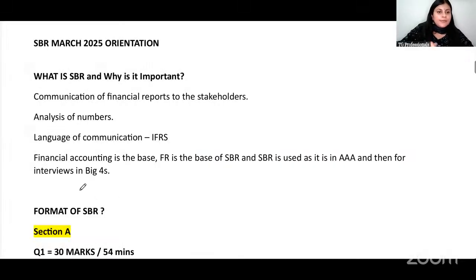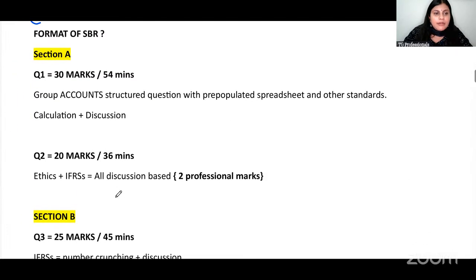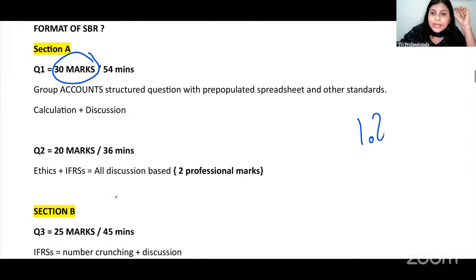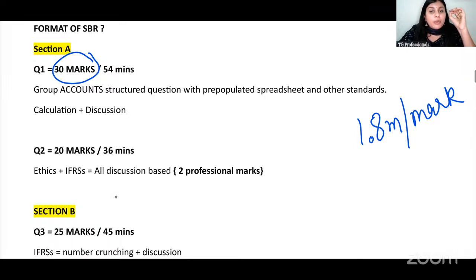So I have discussed with you what is SBR and why it is important. Now, what is the format of SBR? Just have a look at this. There are two sections. Section A, question number 1, worth 30 marks. Now, this is a rule in SBR that I have to follow for time management. Many people fail this paper just because of lack of time management. You have to spend 1.8 minutes per mark. And 30 marks means 54 minutes. Just multiply 30 with 1.8. I'm sure you're getting 54. So in question number 1, I should spend 54 minutes.